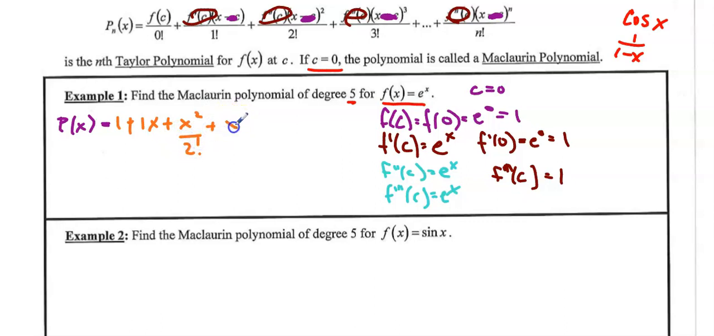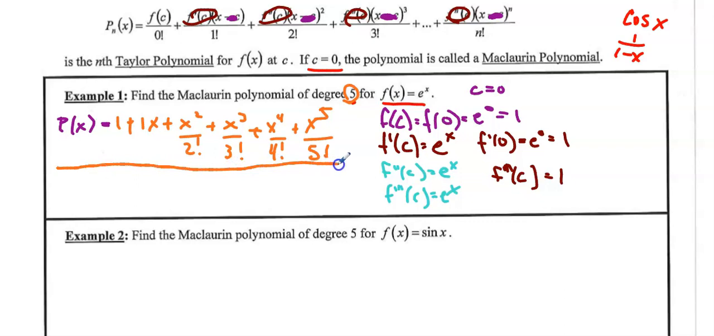And then same old, it's going to be 1 times x cubed over 3 factorial. And then x to the 4th over 4 factorial. And the question is asking me to find the degree of 5. So then I'm going to go one more and do x to the 5th over 5 factorial. And so this is the Maclaurin polynomial series for e to the x to the 5th degree. I want you guys to notice that also that there are 6 terms here.